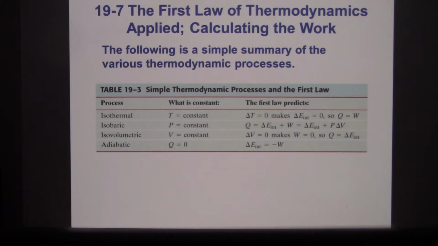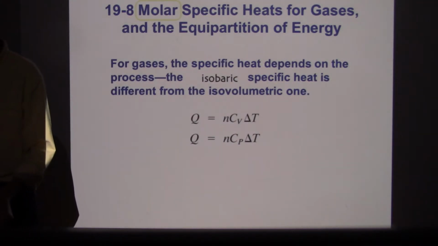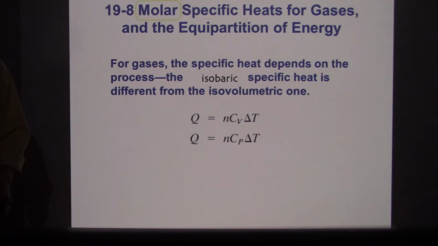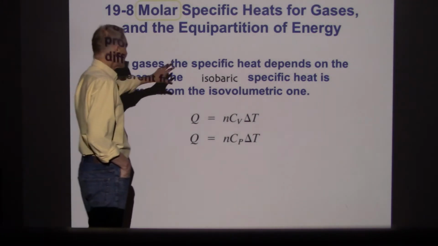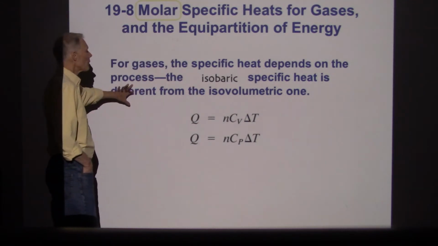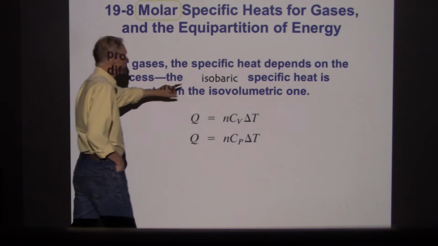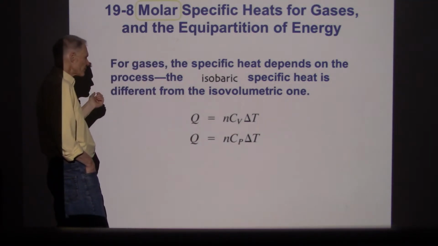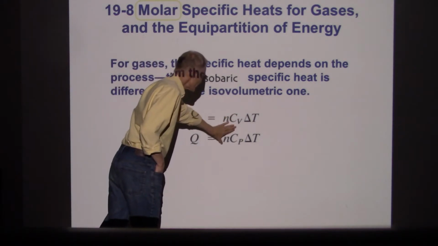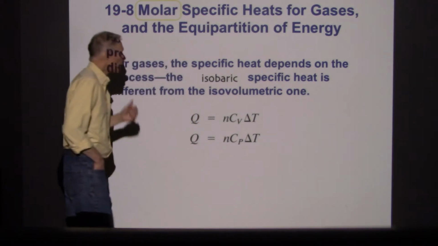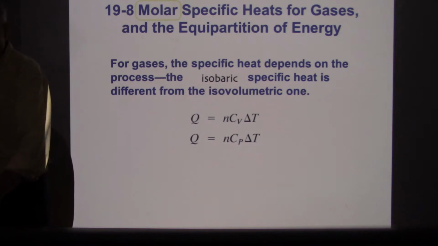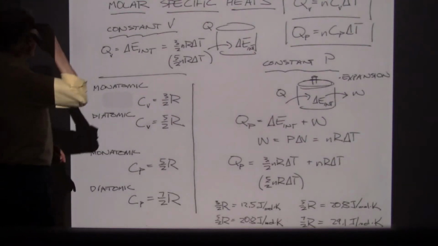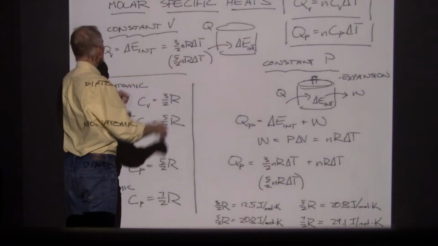So that's going to determine changes in internal energy. All right. Now for gases, the specific heat is going to depend on the particular process. If it's isobaric, the molar specific heats, CV and CP, are going to be different. So we need to develop a set of formulas for those. And again, I'm going to go back and use these diagrams.